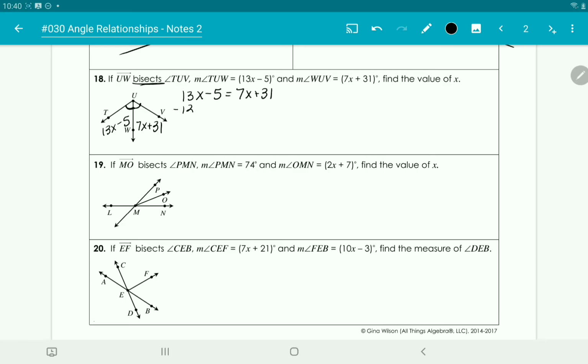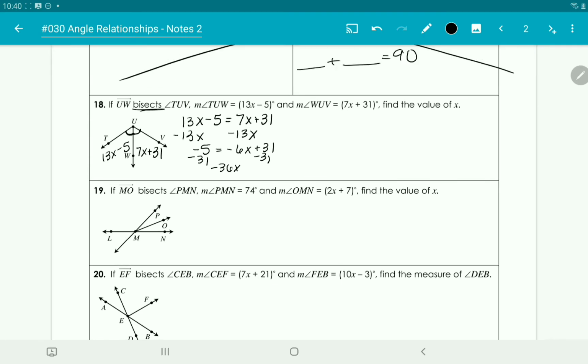We can subtract 13x to the other side. Okay, gives us negative 5 equals negative 6x plus 31. We'll subtract the 31 to the other side, and this would have given the same answer whether you did it that way or not. So negative 36 equals negative 6x.